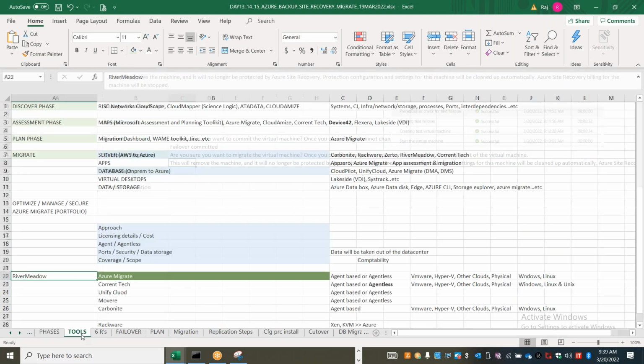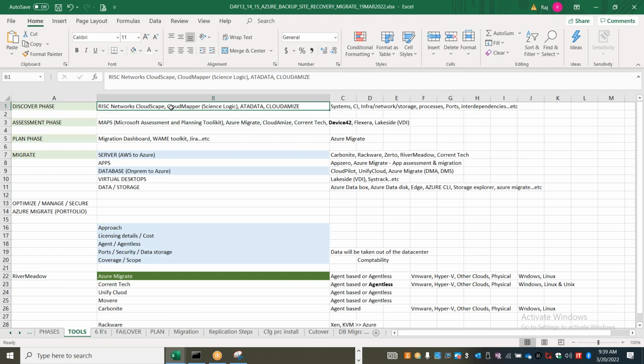If you look at the tools, I've given you some other discovery and assessment tools also. You can use Cloudscape, Cloud Mapper, Atadata, CloudAmize, Device 42, Flexera. There are many tools available, and these are all Azure Migrate partner tools. Azure Migrate highly recommends using these tools because you can integrate and look at some of the server data from these tools directly.